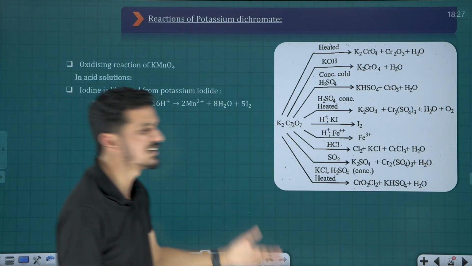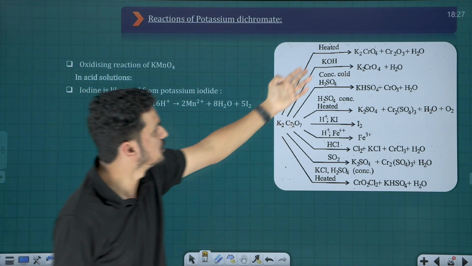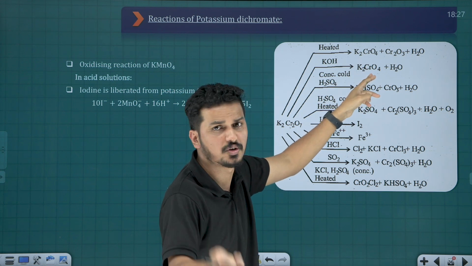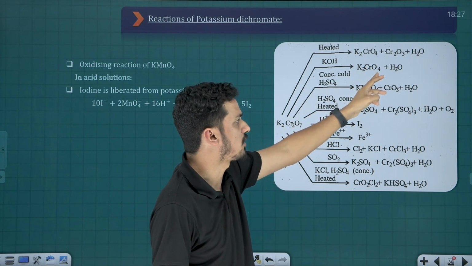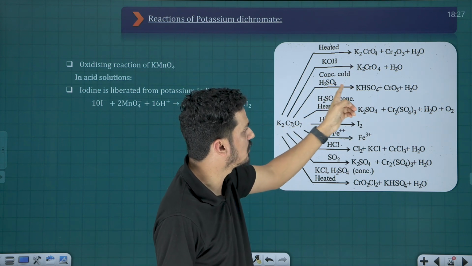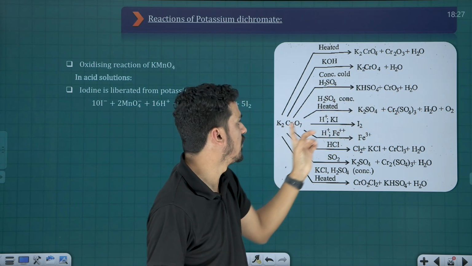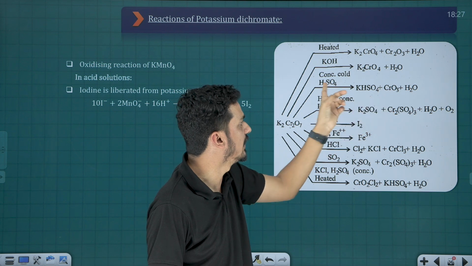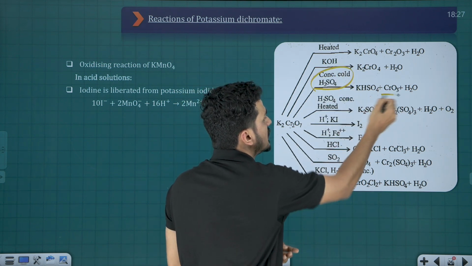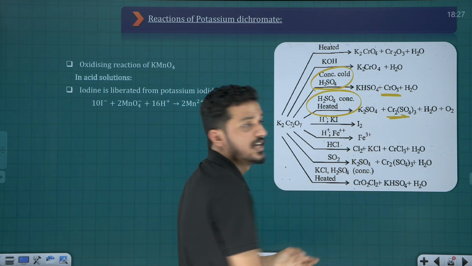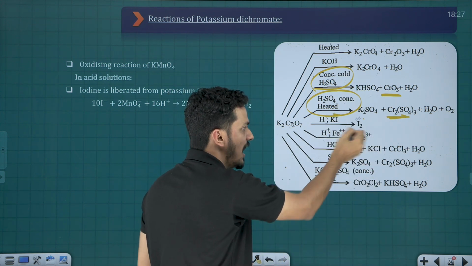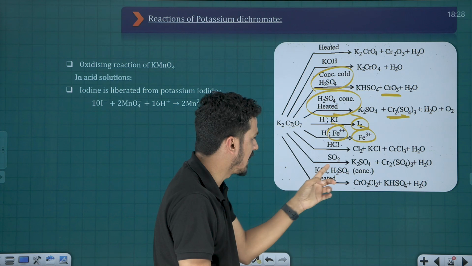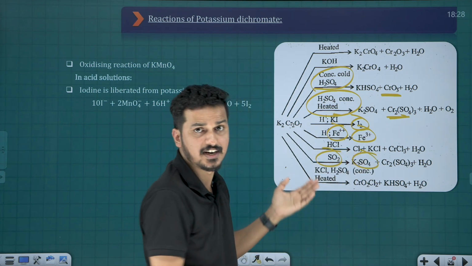Again, the main reactions of K2Cr2O7: once you heat it, it becomes K2CrO4. When treated with KOH in basic medium, dichromate becomes normal chromate. In acidic medium, with cold H2SO4, it will form CrO3. With concentrated H2SO4 and heating, it will become chromium sulfate. That is how to remember: cold H2SO4 gives CrO3, concentrated heated gives Cr2(SO4)3. Then iodide becomes iodine, Fe2+ ferrous becomes ferric, chloride becomes chlorine, SO2 becomes sulfate. Keep that in mind.